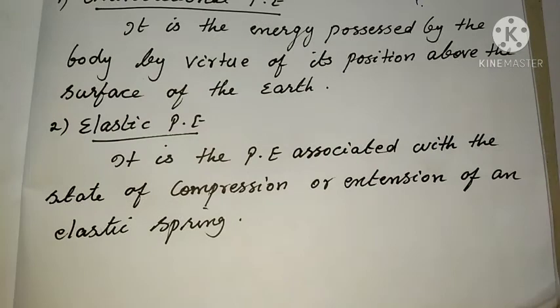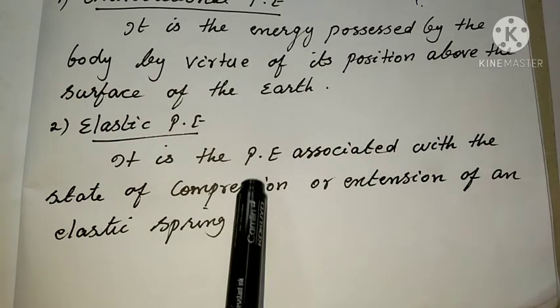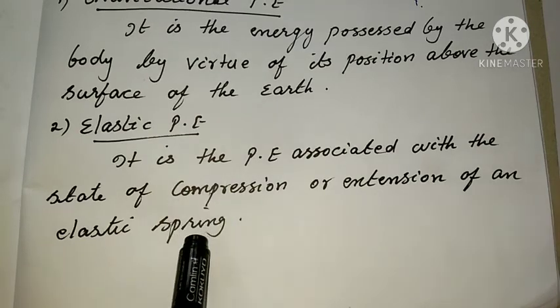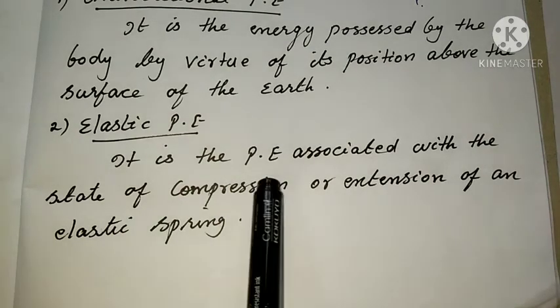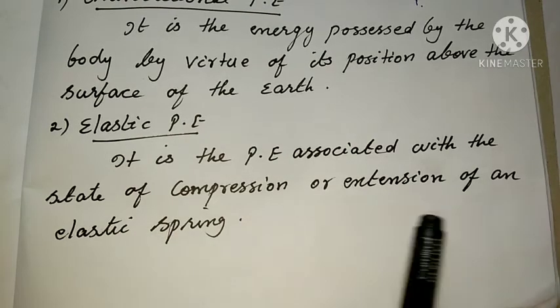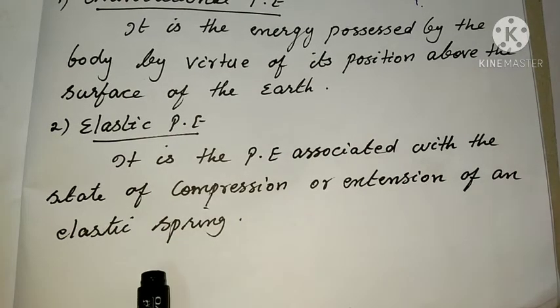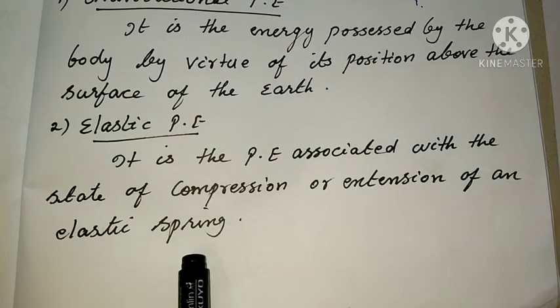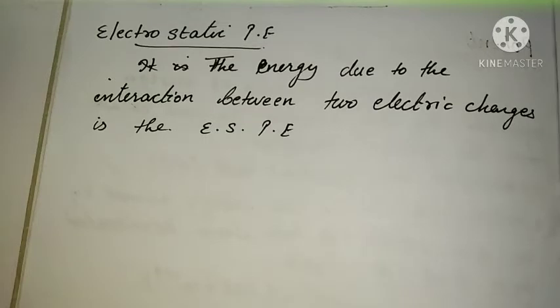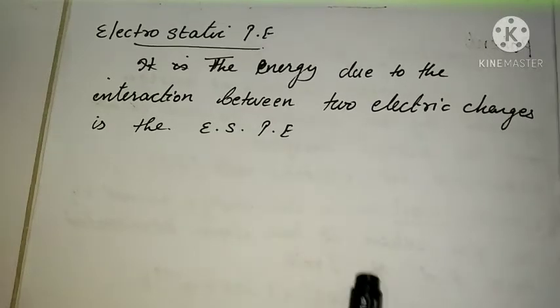Then the second one, elastic potential energy, that we can see in the next content. I will give you the definition. It is the potential energy associated with the compression or extension of an elastic spring. When the spring is compressed or extended, the energy possessed by the spring is known as the elastic potential energy. Clear?